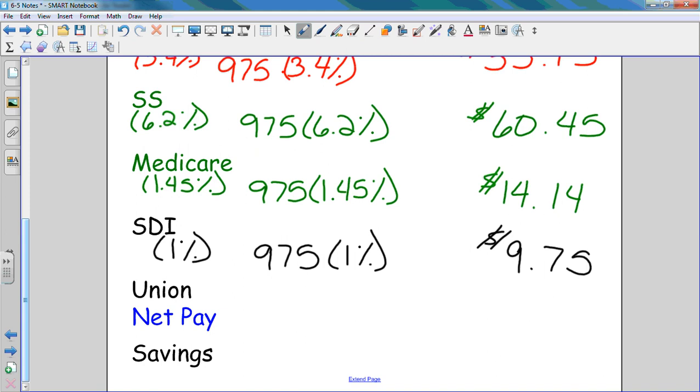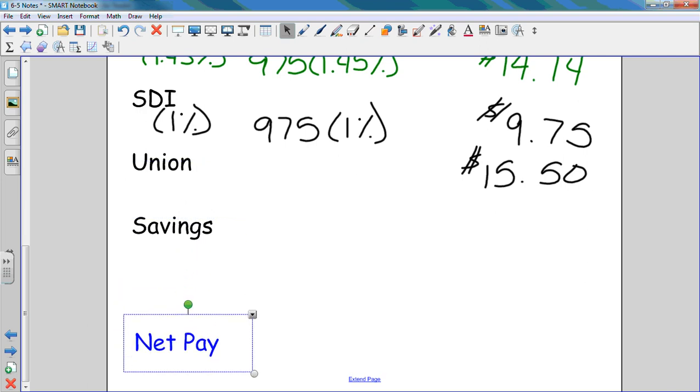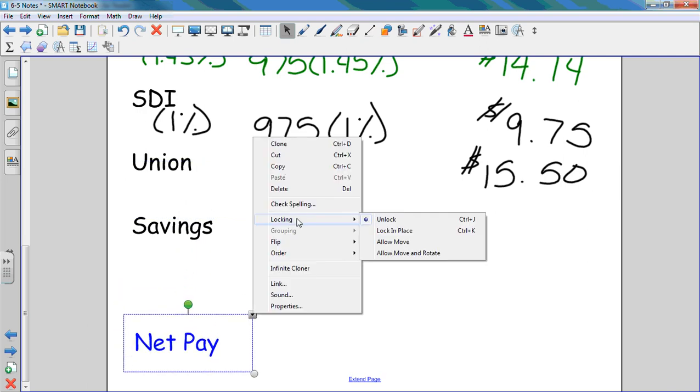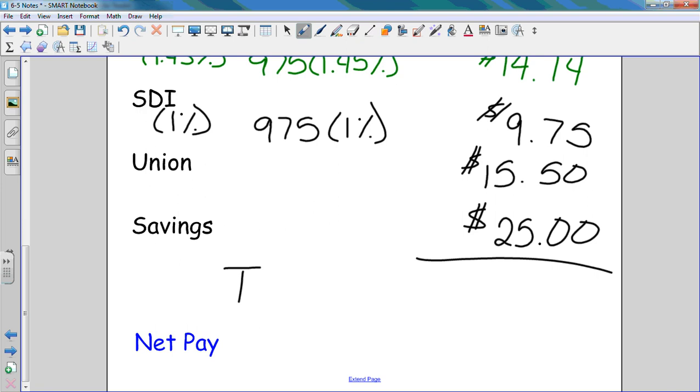How much goes to the union? $15.50. So we have to pay $15.50 for union dues. Then how much did he save? $25. It says no problem. Both of those are given. Now, find your total deductions.